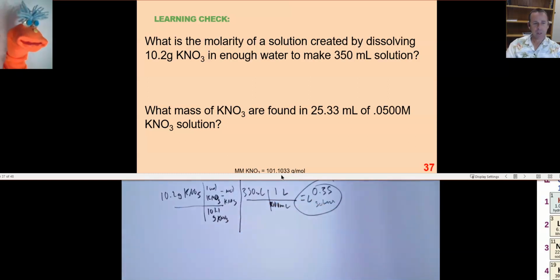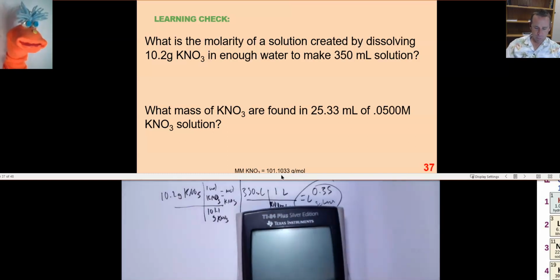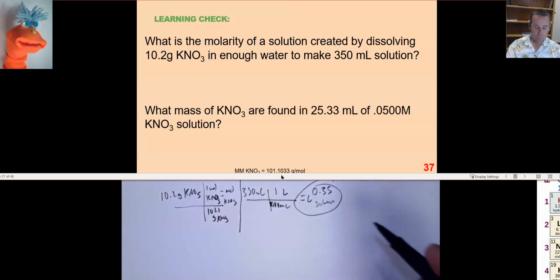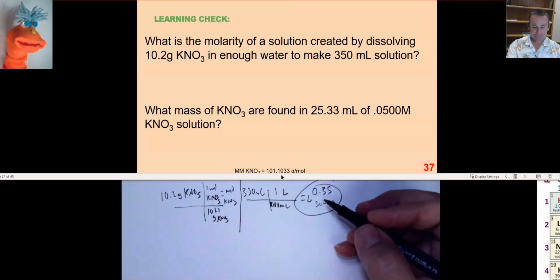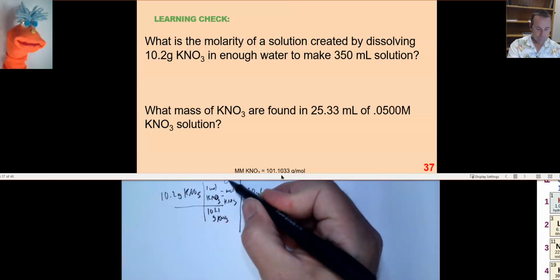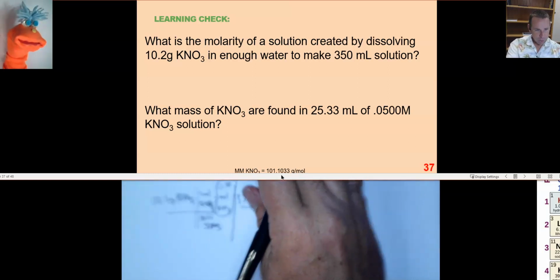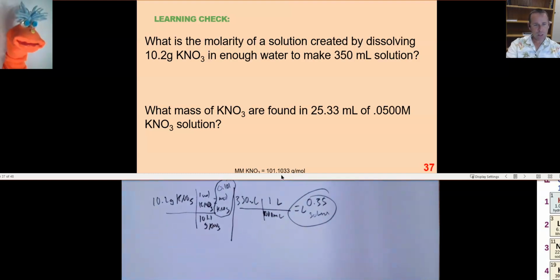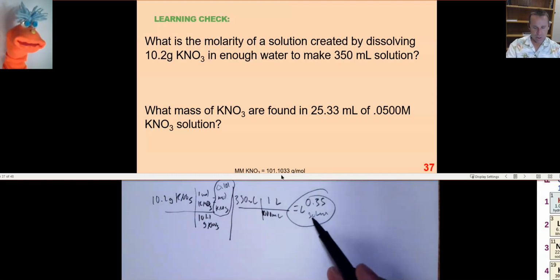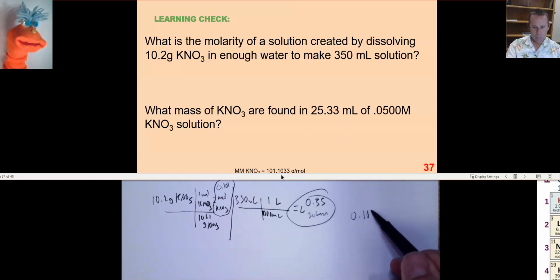Whoops, there we go. So 10.2 divided by 101.1. And the answer is 0.101. That's how many moles of potassium nitrate I have. Okay, so 0.101, and that's how many moles. This is how many liters. I can go 0.101 moles of KNO3 divided by 0.35 liters of solution.